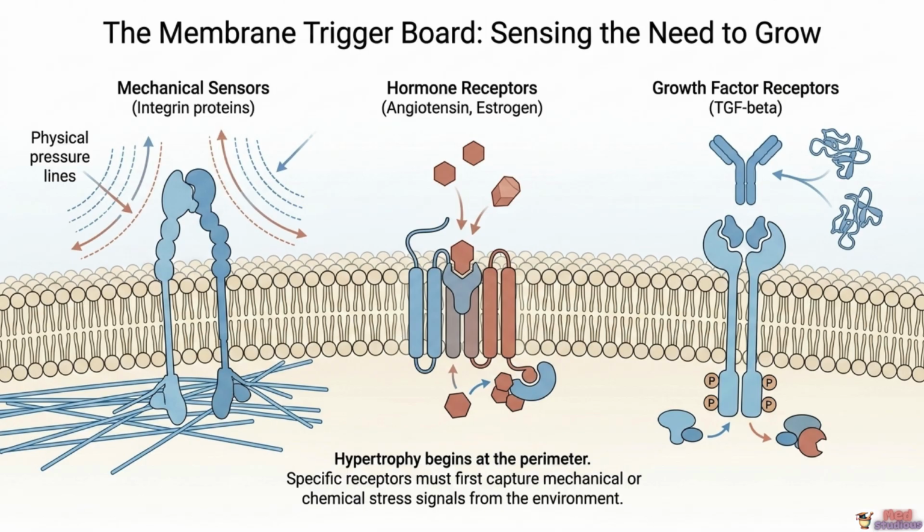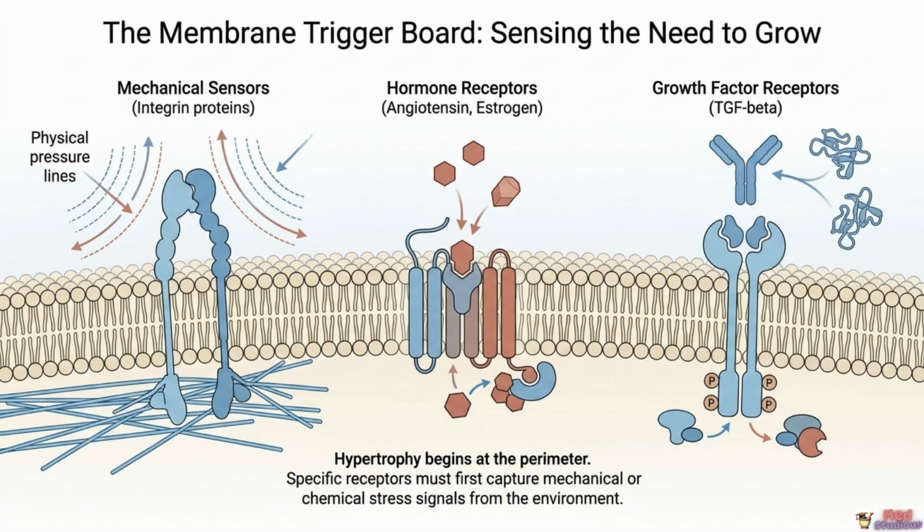The second sensor system is hormone receptors, specifically receptors for angiotensin II and estrogen. Angiotensin II is particularly important in cardiac hypertrophy. Its binding to AT1 receptors on cardiac muscle cells is a major driver of pathological cardiac growth, which is precisely why ACE inhibitors and angiotensin receptor blockers are used clinically to prevent and reverse cardiac hypertrophy in hypertensive patients.